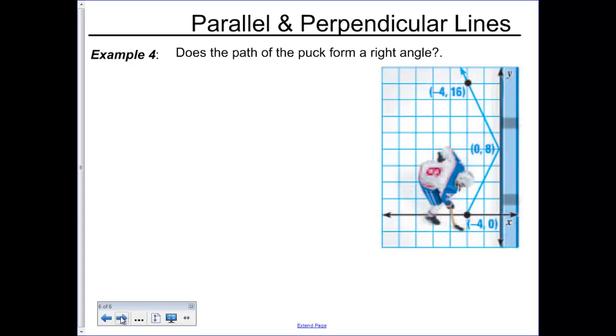Last example, parallel and perpendicular lines. Does the path of the puck form a right angle? So the puck is here, it's traveling along this path, and we want to know, is it a right angle? In other words, are the two lines intersecting at 90 degrees? That would make them perpendicular. If they were perpendicular, then they would have negative reciprocals for slope. So rather than writing the entire equation, all I really have to do is calculate the slope of this line and the slope of this line and compare them to see if they're negative reciprocals of each other.